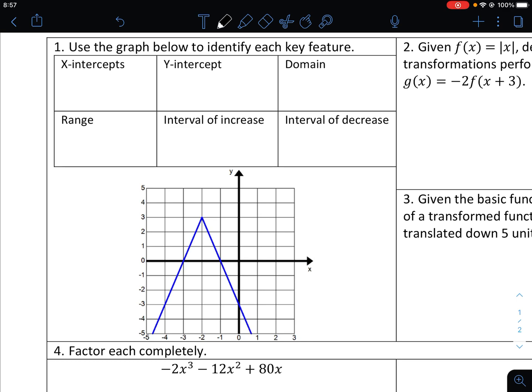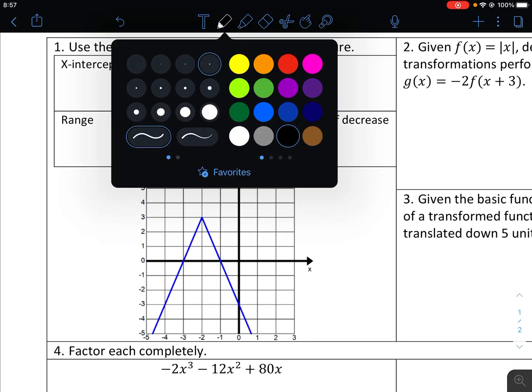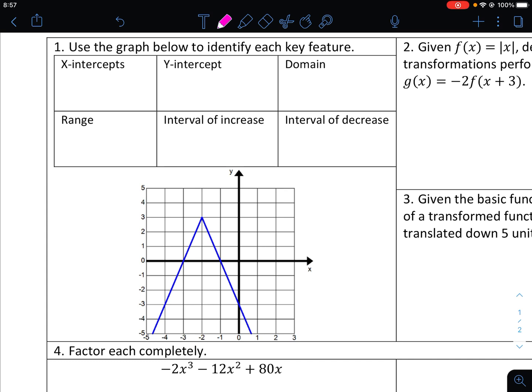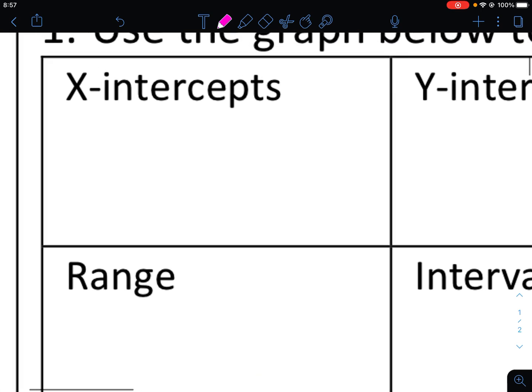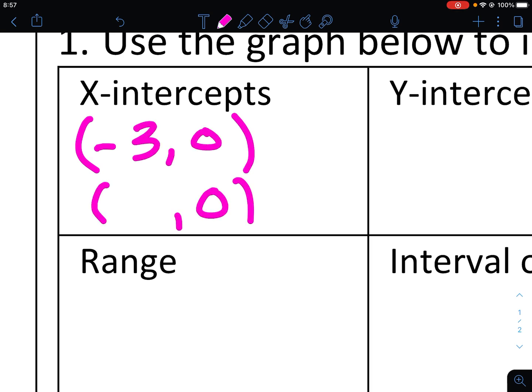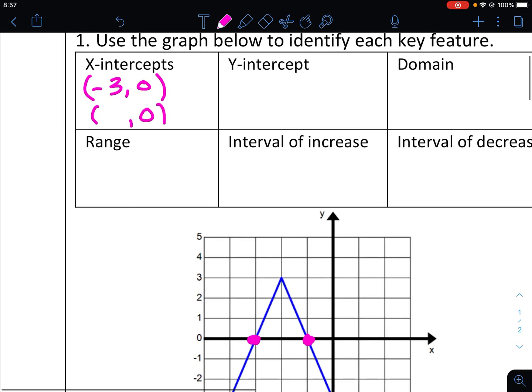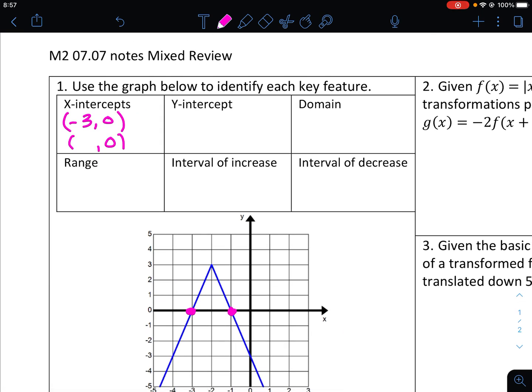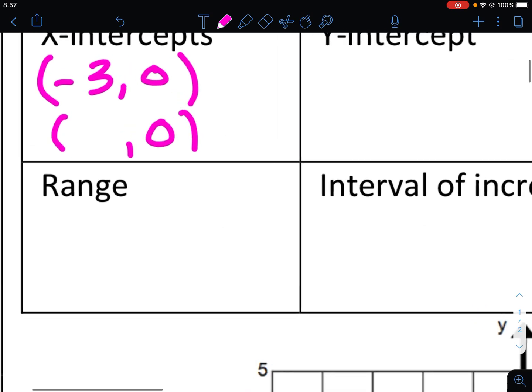When we look at the graph of an absolute value function, our x-intercepts have the same properties as any other x-intercept regardless of the shape of the graph. I'll mark the points here in pink. Watch your ordered pairs. We're at -3, 0. Remember that x-intercepts have a y value of 0. There were 2 in this case. Remember, x-intercepts you can have none, 1, or 2. We've also got an x-intercept at -1, 0.